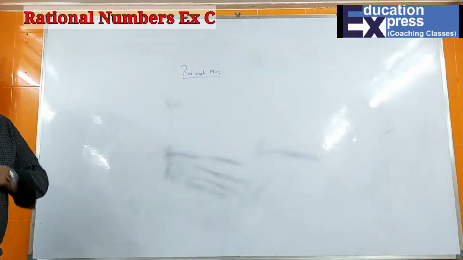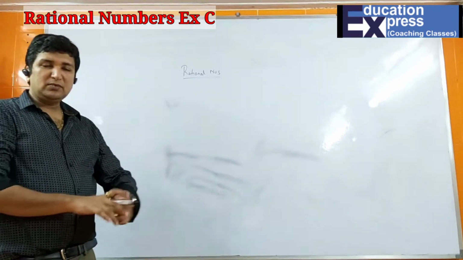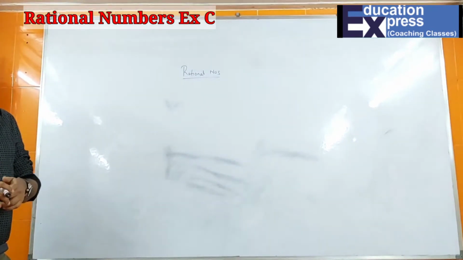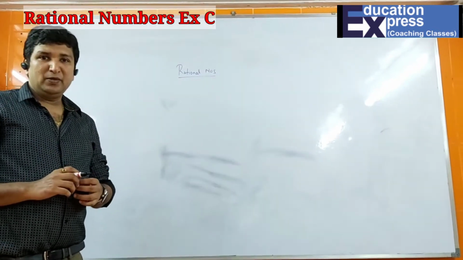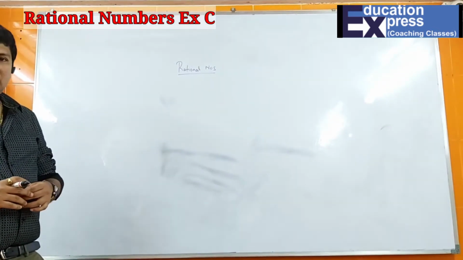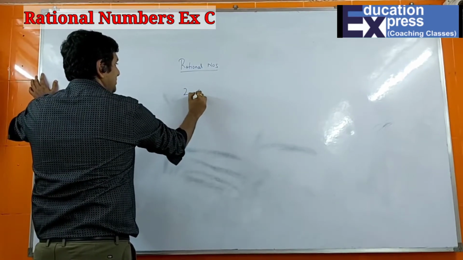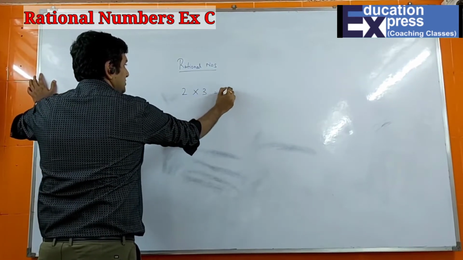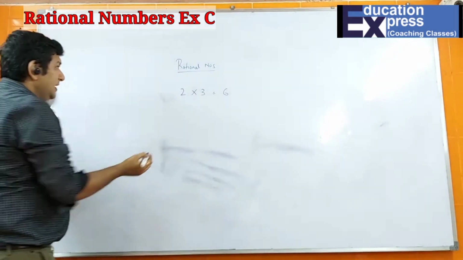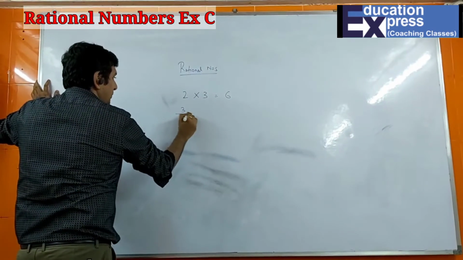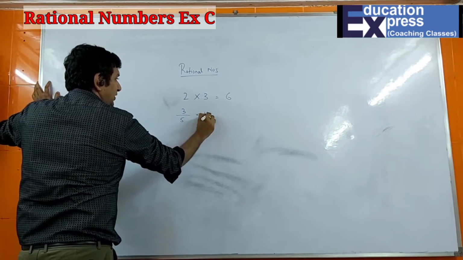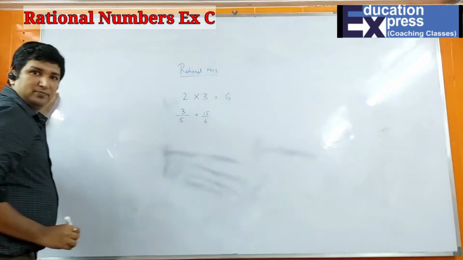Now the last one, exercise 1C, is left. In this, we'll be completing multiplication and division. So it's the easiest part of this chapter. I suppose everyone knows how to multiply. In case I say 2 multiplied by 3, obviously you know the answer is 6. In case I say multiply 3 upon 5 into 15 upon 6, so what cancels?